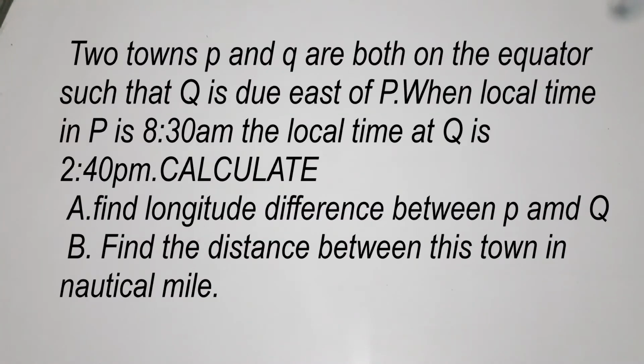Two towns P and Q are both on the equator such that Q is due east of P. When the local time in P is 8:30 a.m., the local time in Q is 2:40 p.m. Calculate A, the longitude difference between P and Q. B, the distance between the two towns in nautical miles. But first we're going to sketch this.